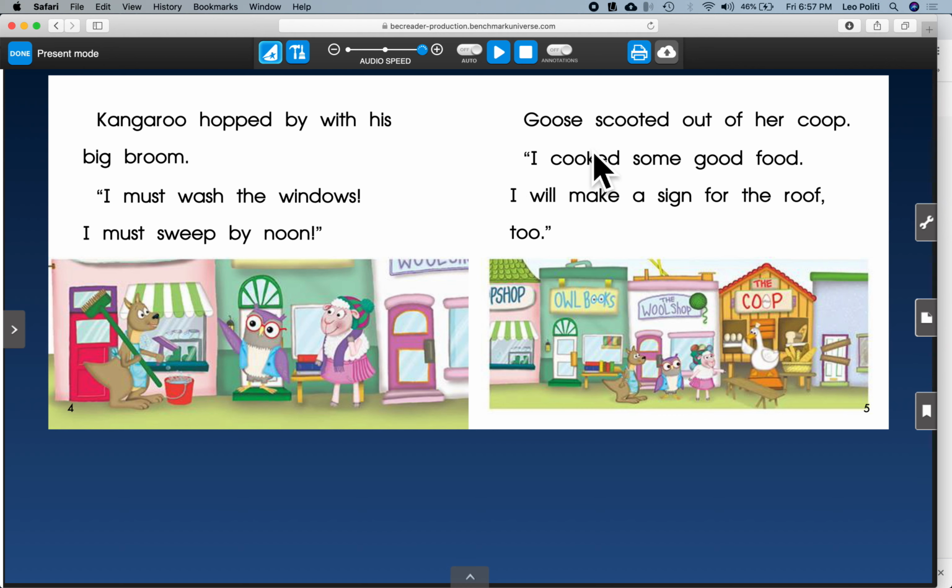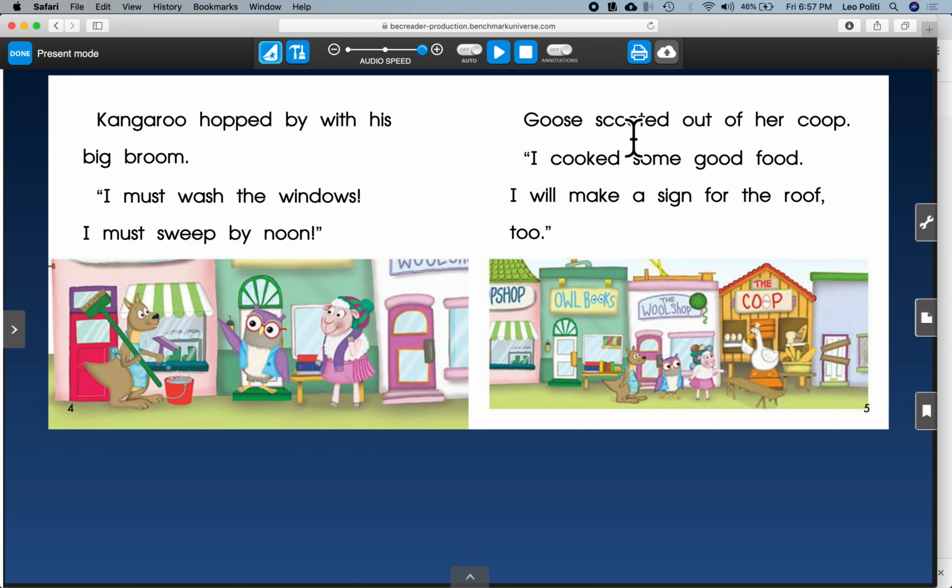Next, take a look at the pictures. Did you notice there's the goose? Some people might say duck, but I think this might be a goose. And I see a G there, and I see double O. Ooh, ooh, ooh. Goose. Silent E, goose. Yes, because the book card wouldn't sound right. Gus. No, goose. Goose scooted out of her coop. I cooked some good food. I will make a sign for the roof too.